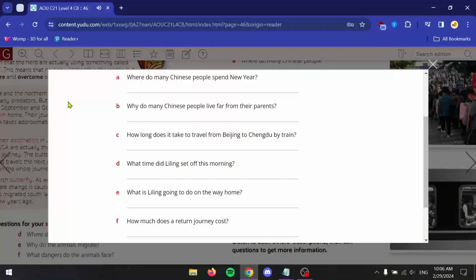Hello, my name is Liling, and I'm a student in Beijing. But today I'm going home to spend New Year with my family. I'm from a town near Chengdu, which is over 1,000 miles from Beijing.